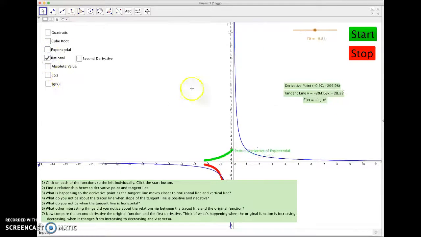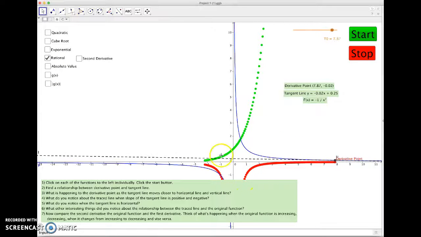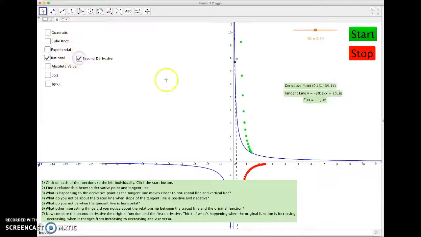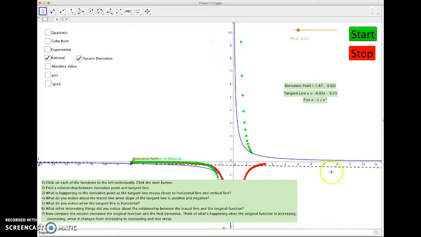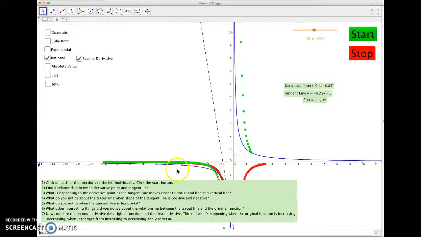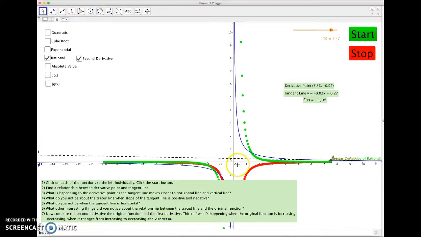So let's look at a rational function. We can see this interesting derivative point, and the second derivative. Here's our second derivative as well. The second derivative has similar attributes to the original function, but the first derivative always stays negative. It's another interesting thing to have the students figure out why that's true.